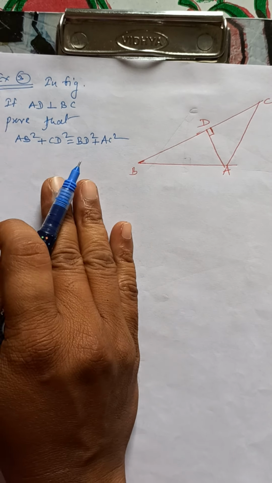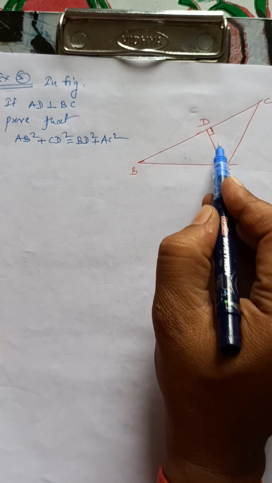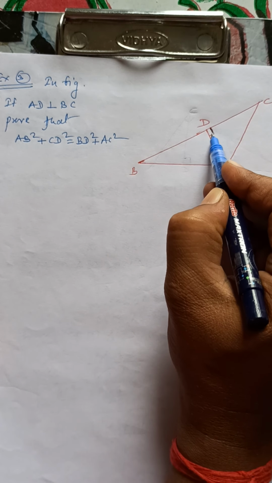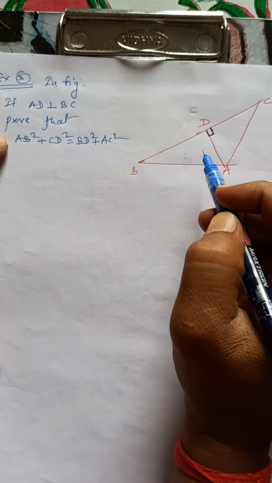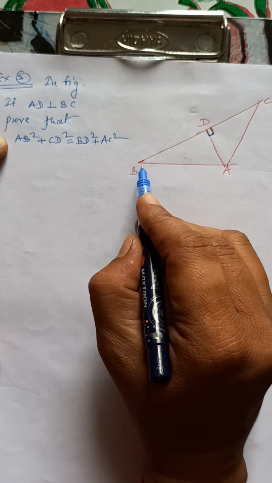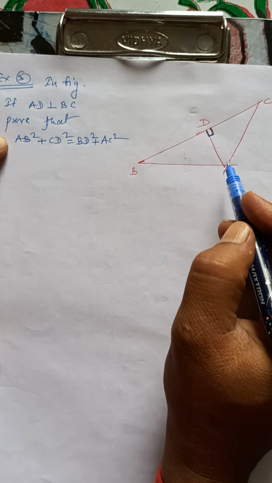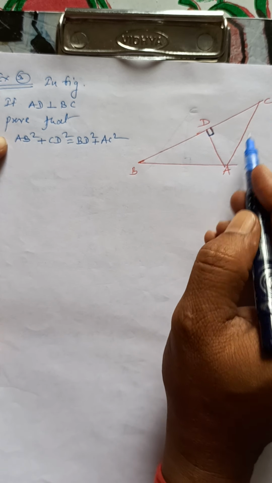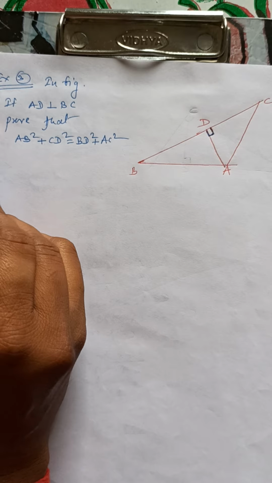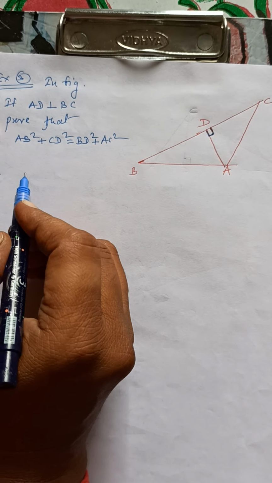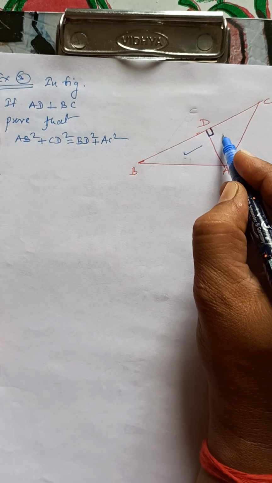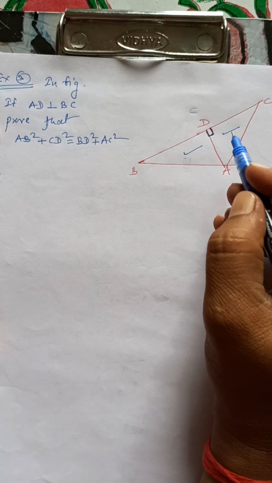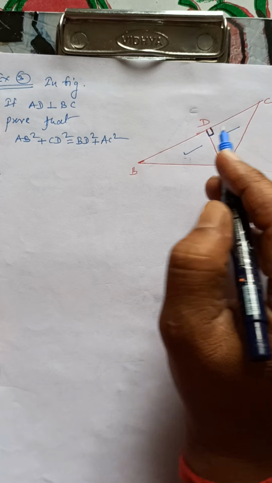In the figure, AD is perpendicular to BC, which makes this angle D 90 degrees. And then we have to prove AB square plus CD square is equal to BD square plus AC square. How can we prove this? We will just use the Pythagoras theorem, in this triangle as well as this triangle, because it makes this angle 90 degrees.